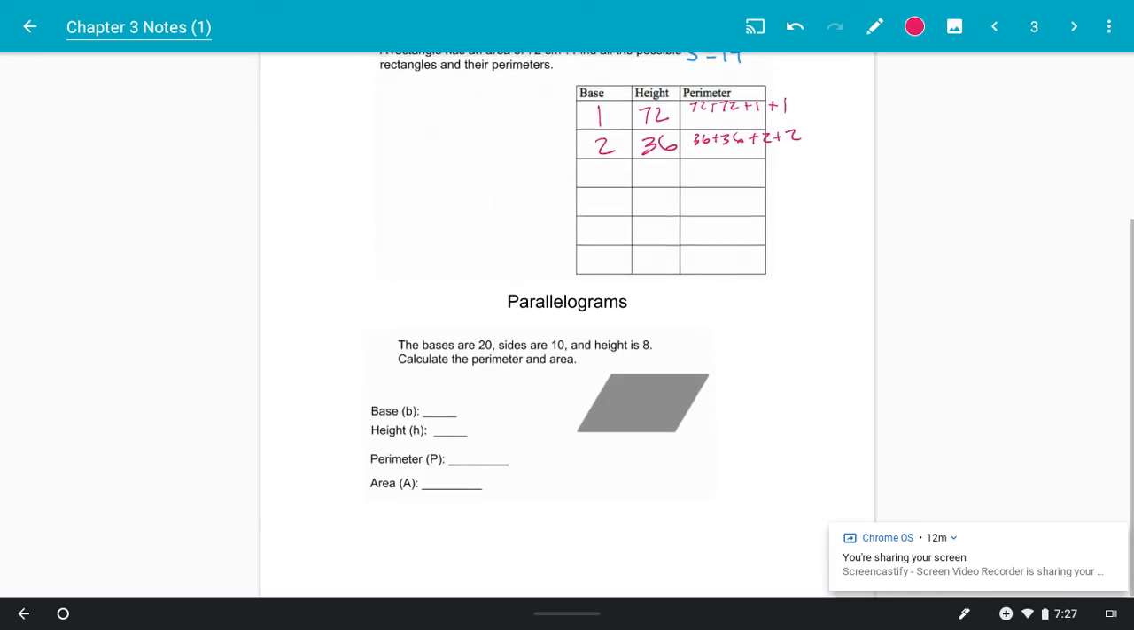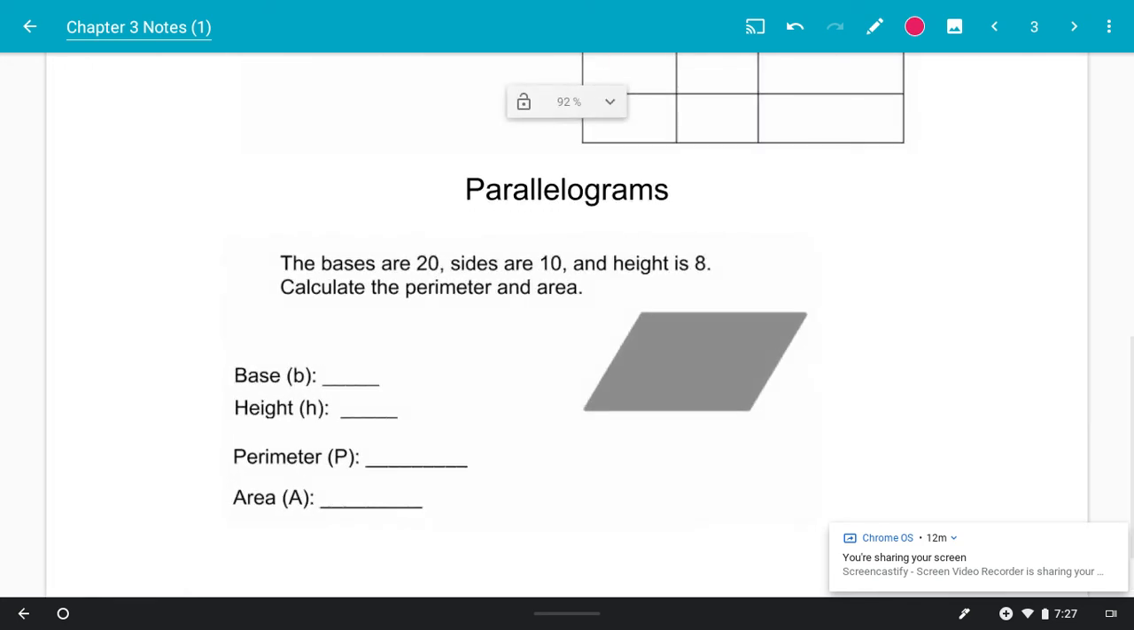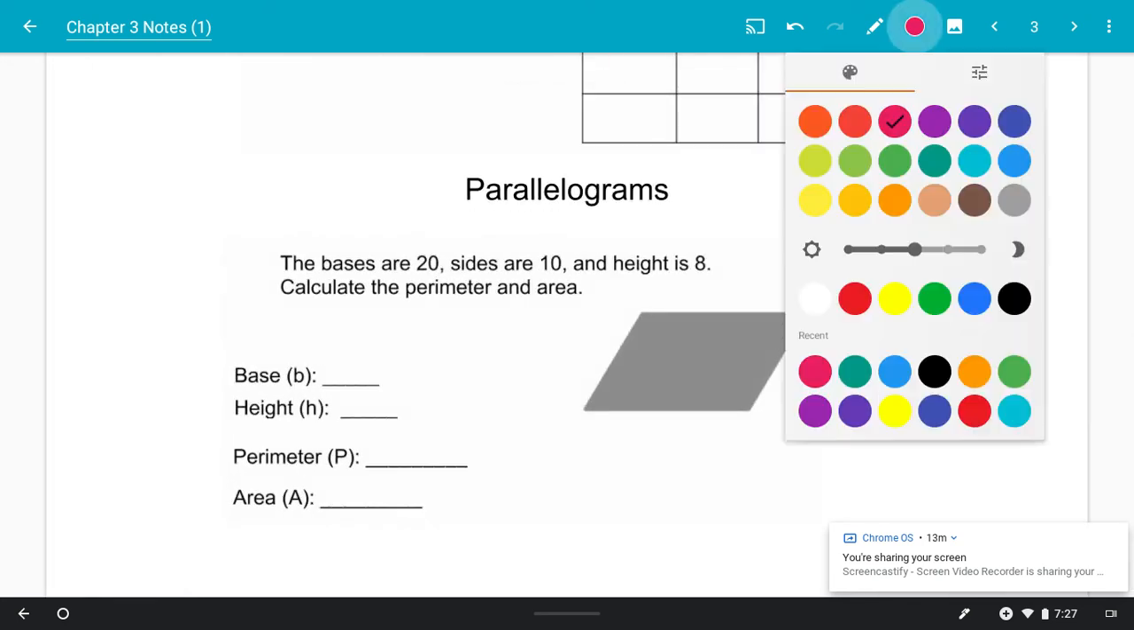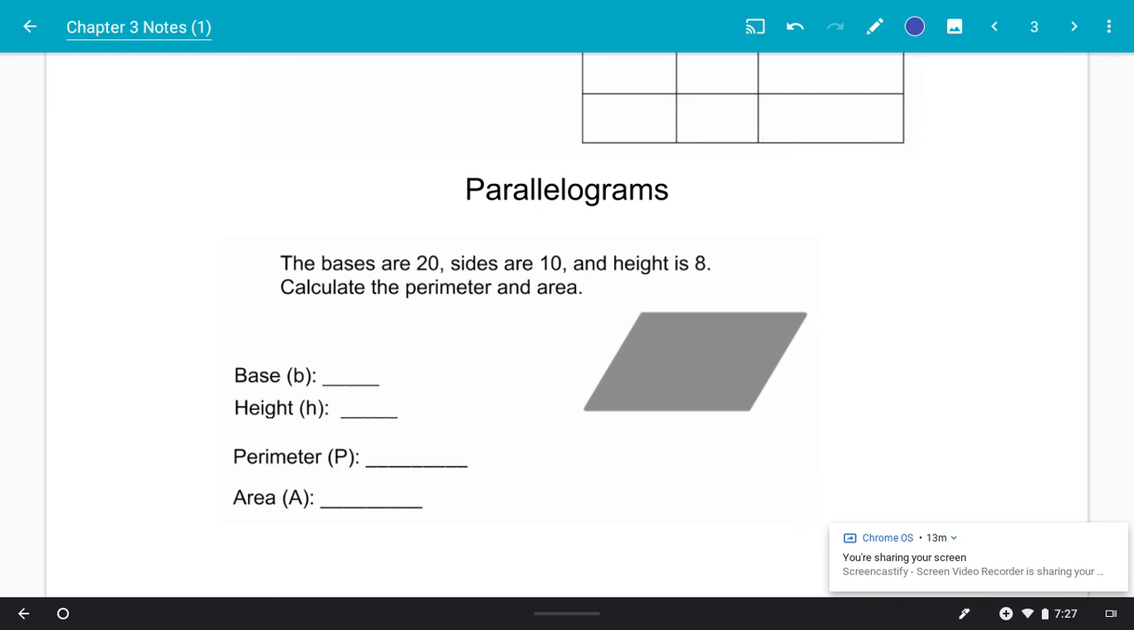Okay, and then the last little thing we need to talk about is parallelograms. They're very similar. So they have the same formula for area. This says the bases are 20, the sides are 10, and the height is 8. So first step is to label it properly. They want us to calculate the perimeter and the area.